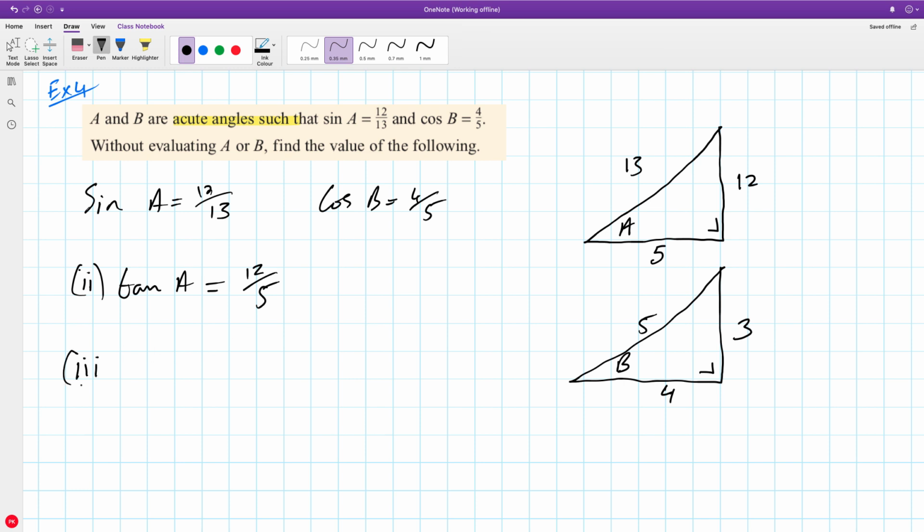Right, get me cos of A plus B. We use our compound angle formula. This is all using our compound angle formula.